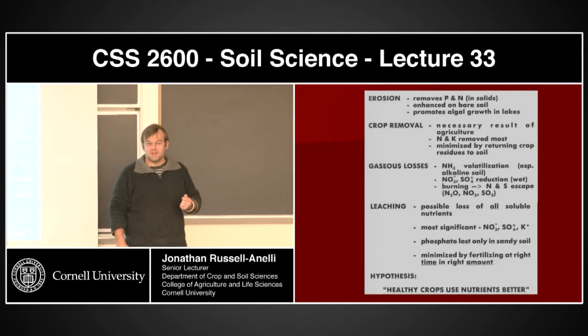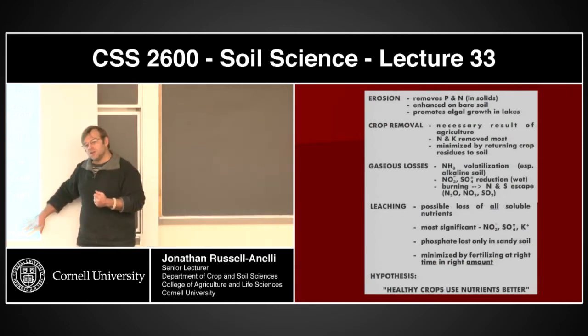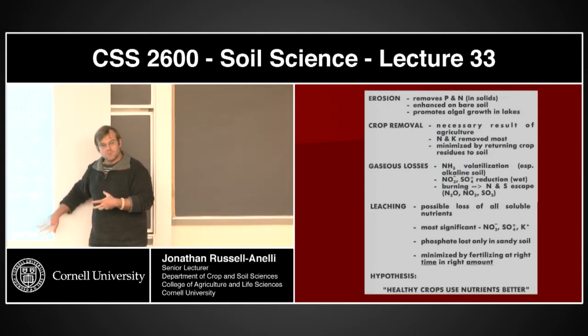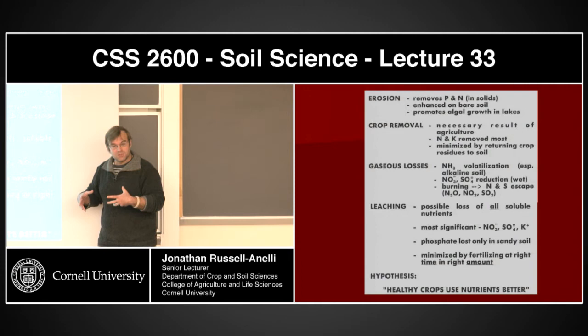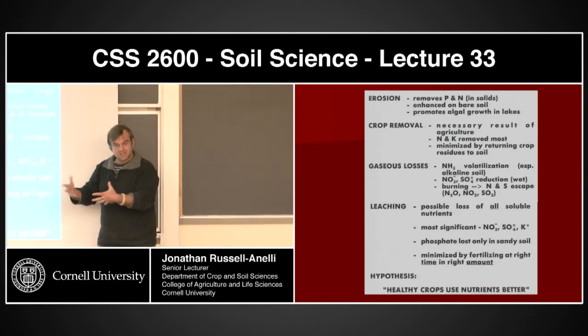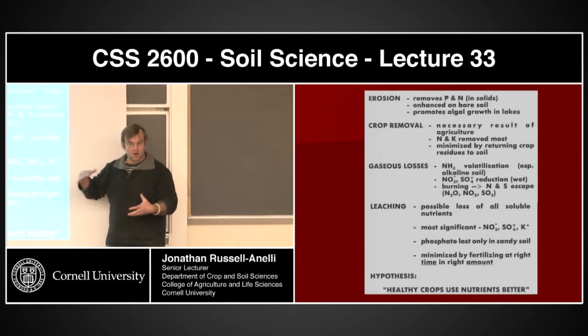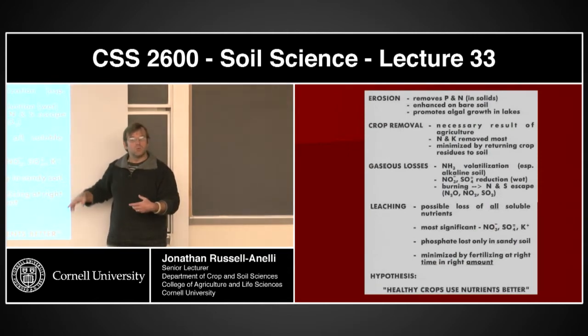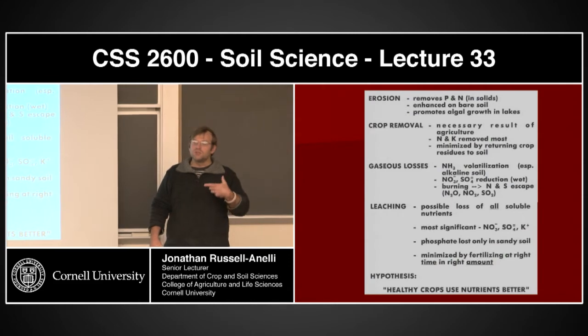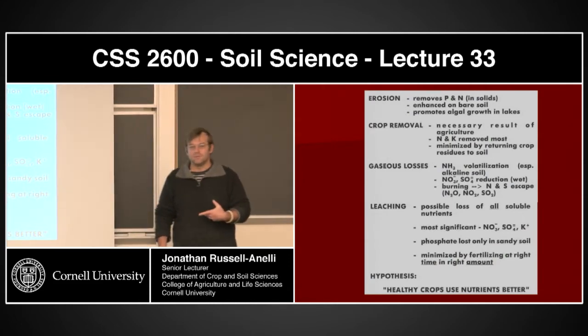If we're trying to minimize loss from the system, one of the things we want to do is maximize the nutrient uptake into the plants, right? Because the more the plants are taking up, the less is leaving the system. Now granted, we're going to harvest, but potentially we're putting the residue back. Okay? So why would healthy plants use those nutrients better, or reduce the amount of loss from the system, with the exception of the harvest?